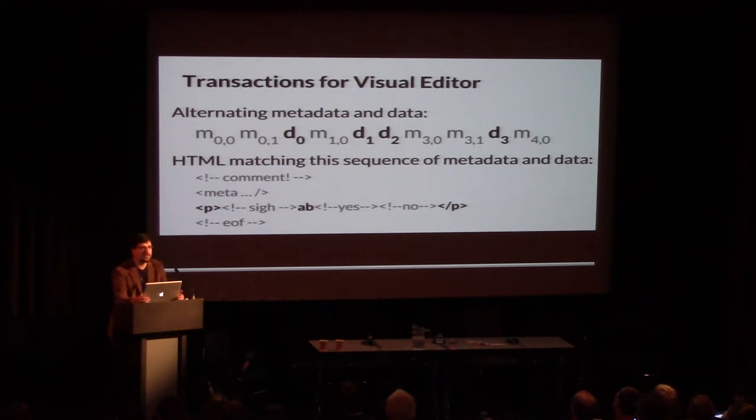VisualEditor was designed with this system in mind. But it's a little bit more complicated. It's got linear models and nesting and whatnot. But fundamentally, for our purposes, it alternates metadata and data. So positions are a little bit complicated. And metadata are things like comments or meta tags, like categories, which turn out to be meta tags in the Parsoid DOM. Those are things you can't see, but you don't want to delete accidentally.